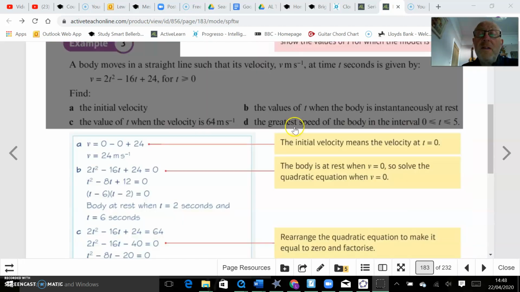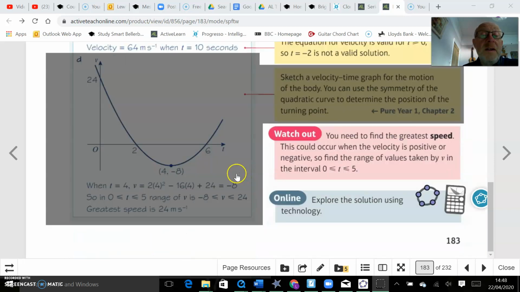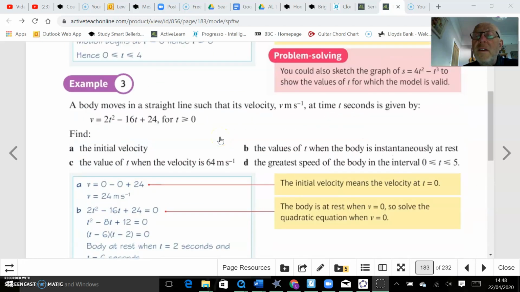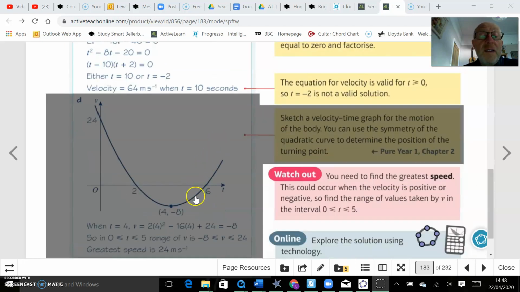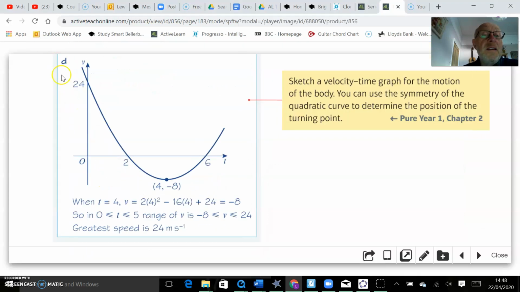So the question was the greatest speed in that interval. Well, the greatest speed in that interval we can see between 0 and 5. Well, 5 is here. So the greatest speed was in fact 24. It never got greater than 24 in the interval 0 to 5, which is around about here.